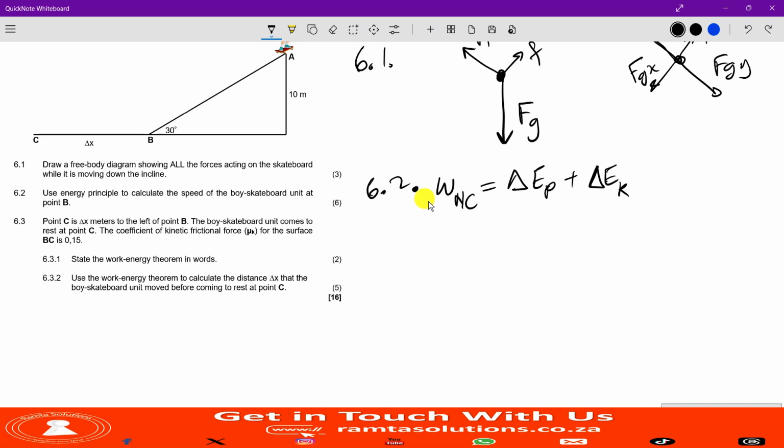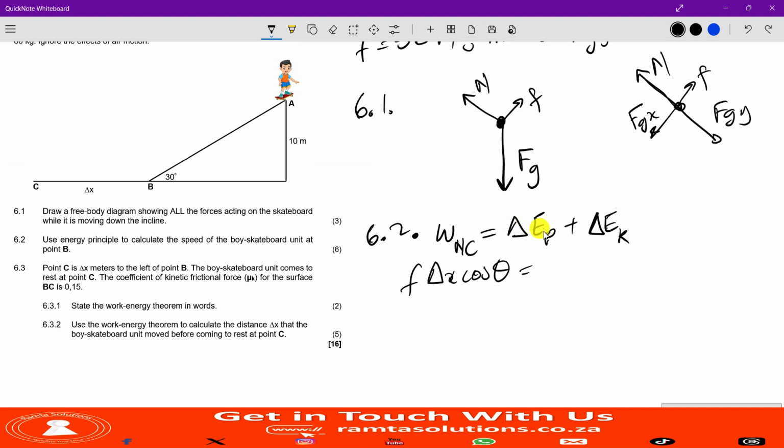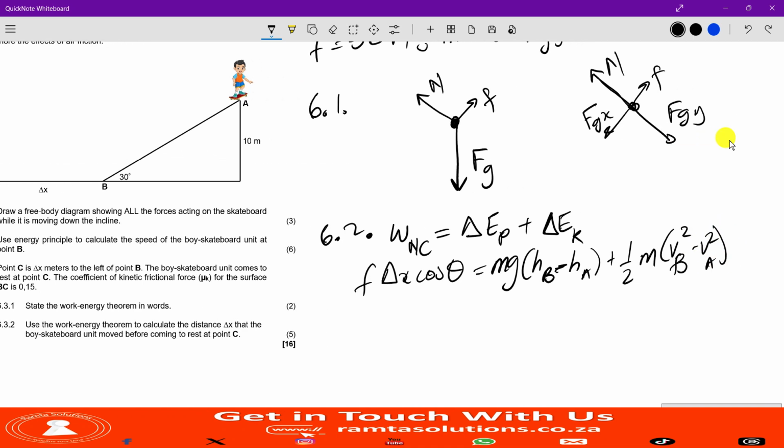So what is this? The non-conservative force that we know is the friction, f times delta x times cos theta, is equal to the change in potential energy, which is mg times the height at B minus the height at A, plus half m times the change in kinetic energy, which is speed at B squared minus speed at A squared.